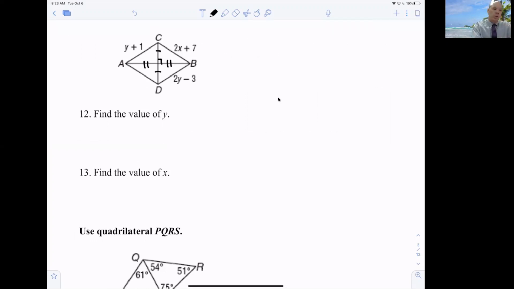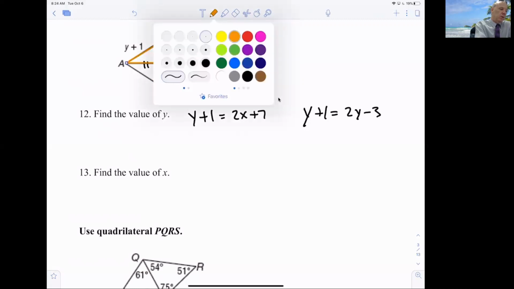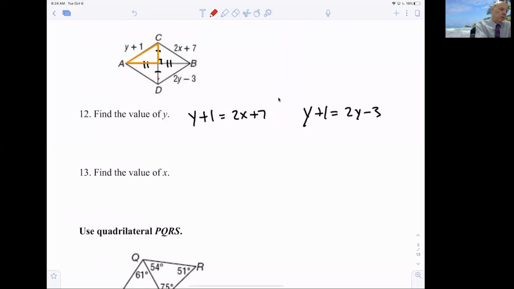Give me the equations. Tell me, Morty. Yes. Y plus 1 is equal to definitely 2x plus 7. Somebody else? I did y plus 1 is equal to 2y minus 3. Yeah, but why can we say that though? Because they're parallel to each other. Well, I think that's a good way of looking at it, but this triangle right here is definitely congruent to what? This triangle down here.